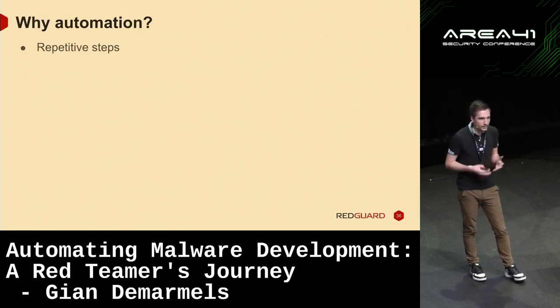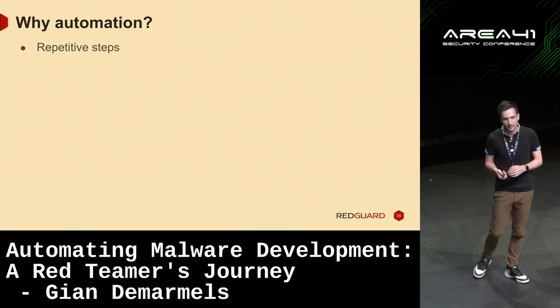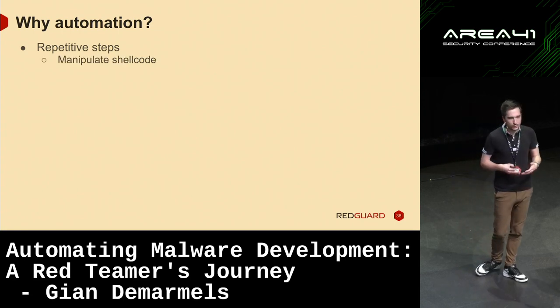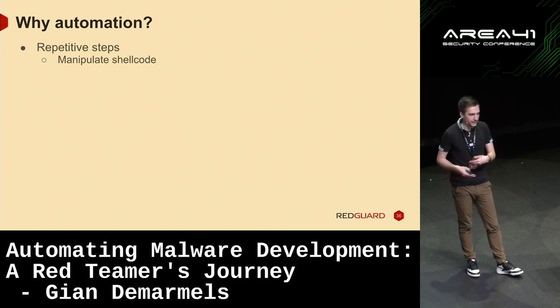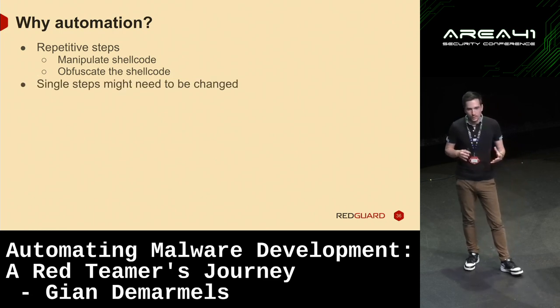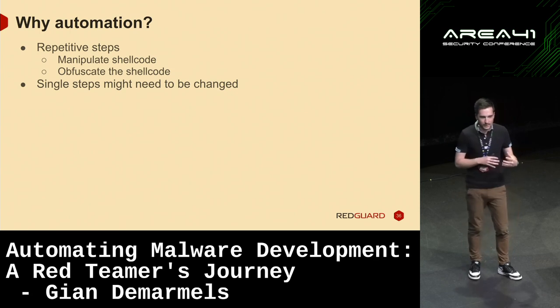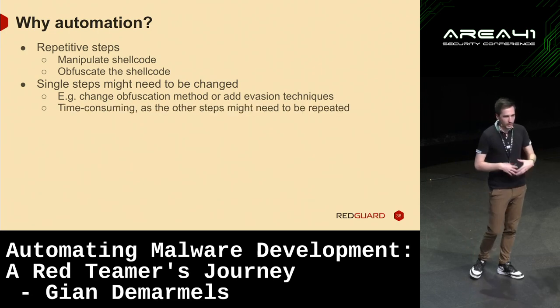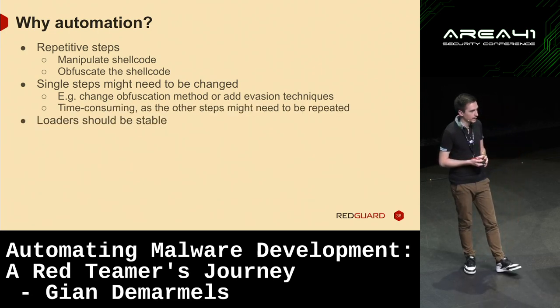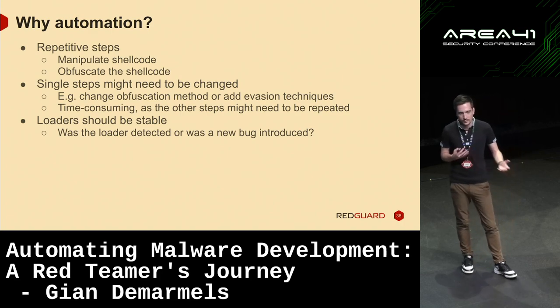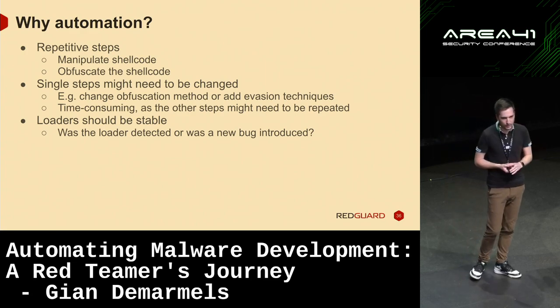So the question, why do we need automation, is quite simple. There are many repetitive steps. For example, with the whole shellcode manipulation and obfuscation, if you create a new shellcode, you need to redo those steps again and again. If you do it manually, you need to obfuscate it and so on. You also may want to change single steps inside of this whole chain or inside these techniques, which makes you do the whole process over and over again. Furthermore, your loaders should be stable. You do not want to get into situations where you ask yourself if your payload was detected or if it was just a bug inside your loader that made it crash.